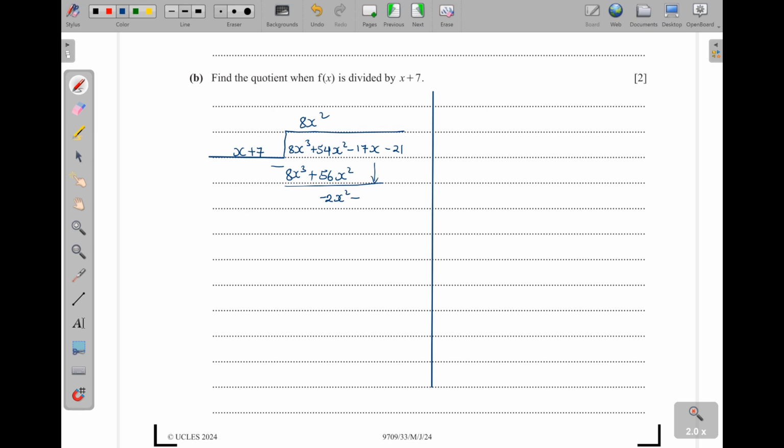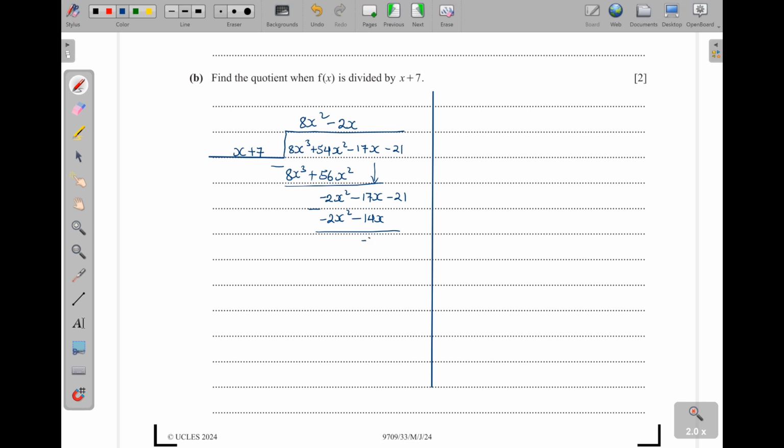Then I can bring these ones down, negative 17x, then minus 21. Then negative 2x squared divided by x, you get negative 2x. So I'll put negative 2x here. Now multiplying through, we shall get negative 2x squared, and then 7 times negative 2x, we shall get negative 14x. Then we subtract: negative 17 minus negative 14, this one becomes a plus, so negative 17 plus 14 gives us a negative 3.